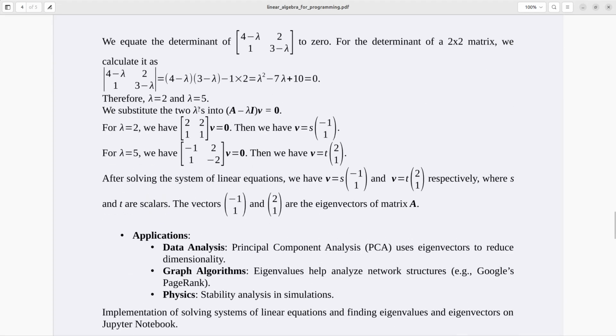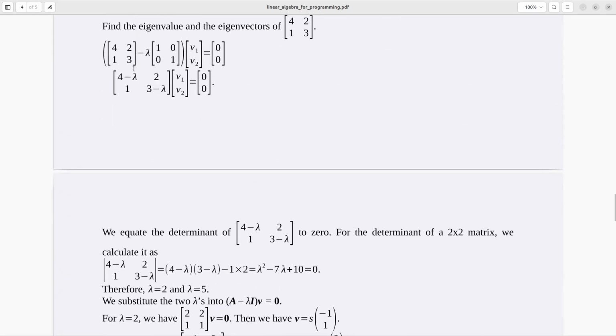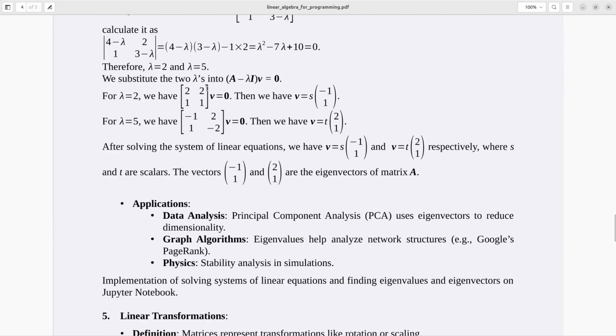And we substitute the two lambdas into this equation, (A minus lambda I) times V equals 0. So for lambda equals 2, we have this one to come out. So when lambda equals 2, I put 2 in here, so that I will have this one to come out. And when we solve for V, we can have V equals that one. So S is a scalar quantity before the vector called an eigenvector. So -1 and 1 is the eigenvector, and it can possess a scalar multiple before it.